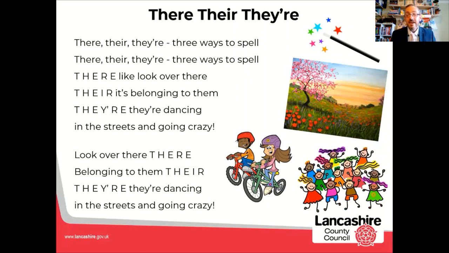There, three ways to spell. There, three ways to spell. T-H-E-R-E, like look over there. T-H-E-I-R, it's belonging to them. T-H-E-Y apostrophe R-E, they're dancing in the street and going crazy.